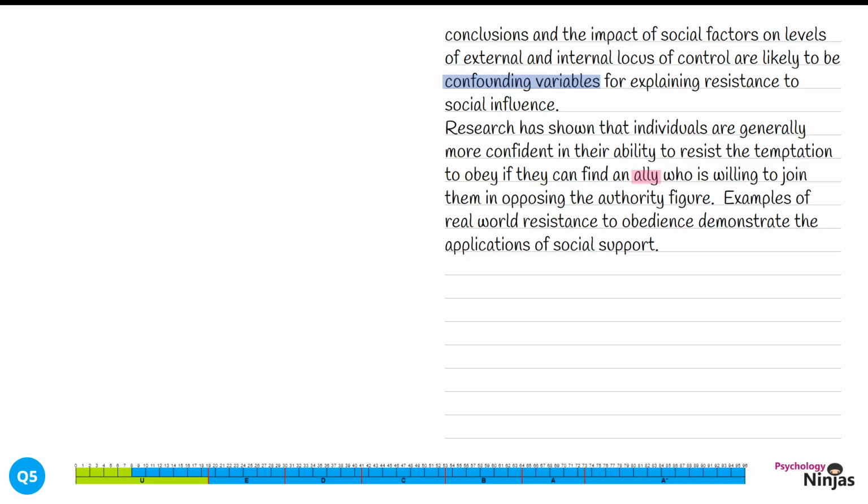Examples of real-world resistance to obedience demonstrate the applications of social support. Here we're giving an example of real-world resistance, and we're going to go on to explain one in detail. Who you select is entirely up to you, and you might use a more topical example, as long as the examiner might be familiar with this, that's absolutely fine. We've gone for a historical example.